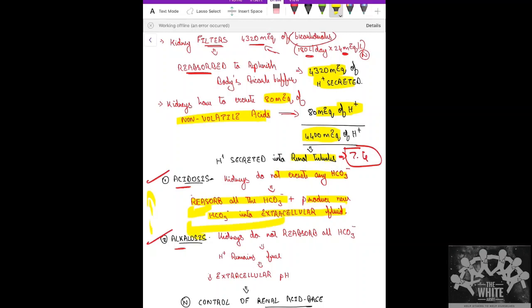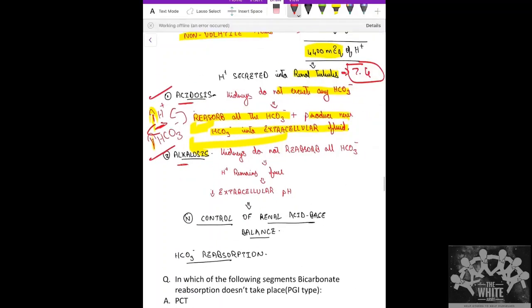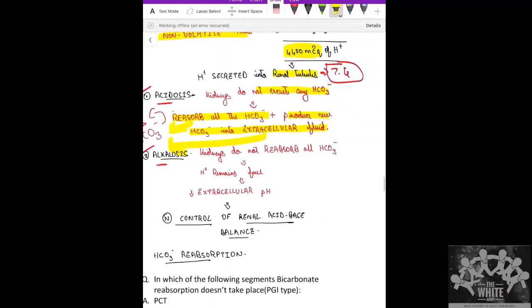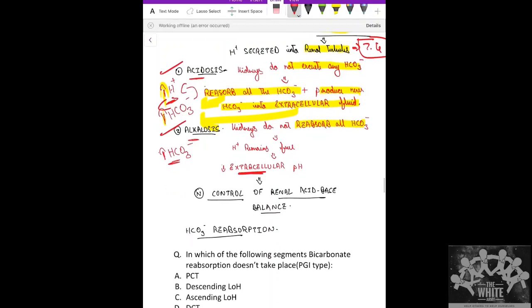That will lead to an increase in HCO3 minus in the body. There is an increase in H plus; this will combine with this, and the pH is neutralized. So what will happen in alkalosis? Simple. They just do not reabsorb all the HCO3 minus, because as it is, there is alkalemia and there will be an increase in HCO3 minus. So they just don't reabsorb all the HCO3 minus. This will decrease the extracellular pH.